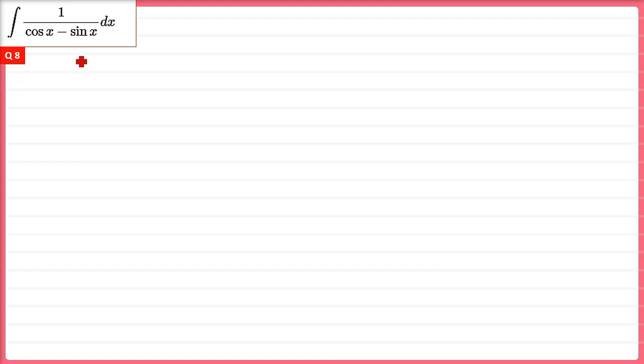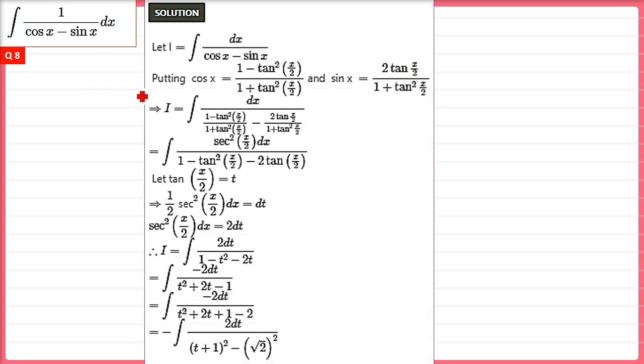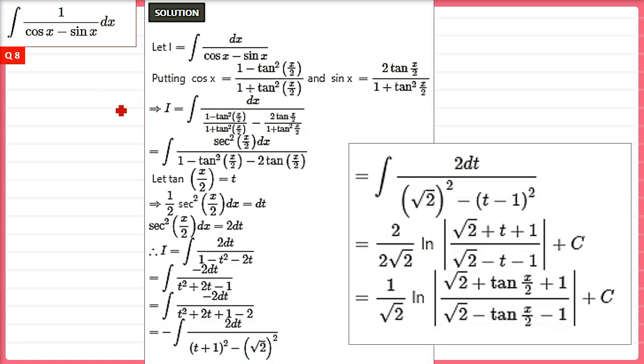Cos x minus sin x is also there. There is another question which is coming up, which is cos x plus sin x. And there are certain questions which follow the same scheme. So understand one question and try to implement those instructions in the other questions.